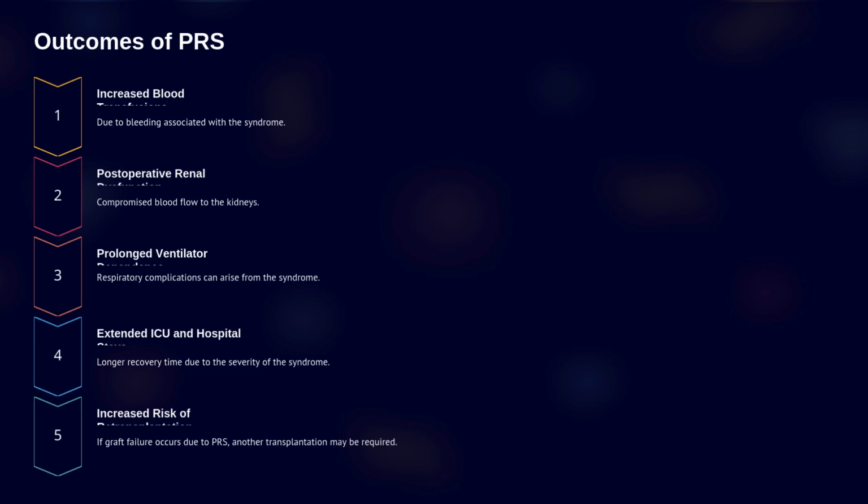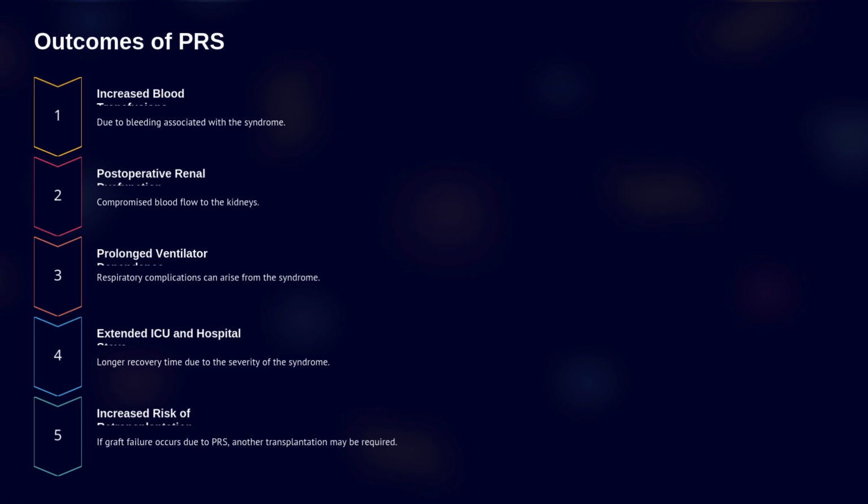It does. A severe PRS has been associated with a number of negative outcomes, including increased blood product transfusions, higher rates of postoperative renal dysfunction, extended ventilatory support, longer ICU and hospital stays, and a greater risk of needing retransplantation. That's a significant list of potential complications. Let's break down each of these outcomes, starting with blood product transfusions.